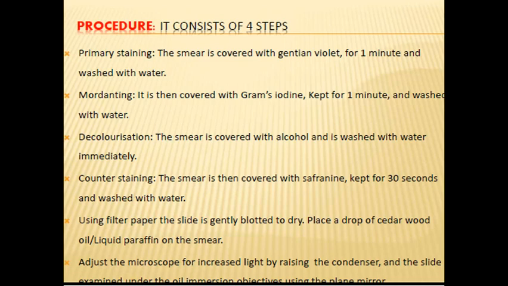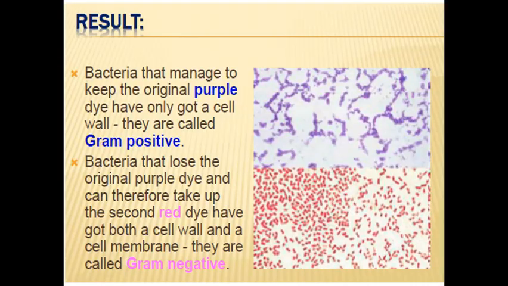And this is the whole procedure of gram staining. You can observe here, if your bacteria is gram positive, you can observe this type of image under the microscope. But if your bacteria is gram negative, you can observe this type of image under the microscope. In this way, by using the gram staining method, you can distinguish bacteria into gram positive and gram negative categories.